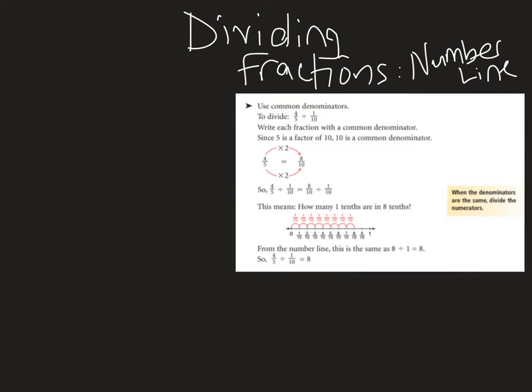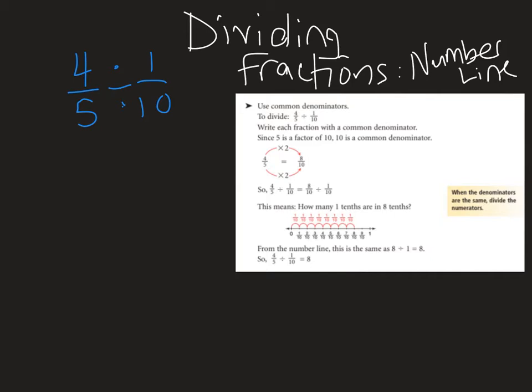And the very first thing that it says is to use common denominators. Once we have common denominators in place, it's a whole lot easier to compare things. So we're going to look at 4/5, 4 over 5, divided by 1 over 10. And basically what that is asking is, how many times can I skip over 1/10 in order to get to 4/5? Or how many times does 1/10, 1 over 10, go into 4/5?